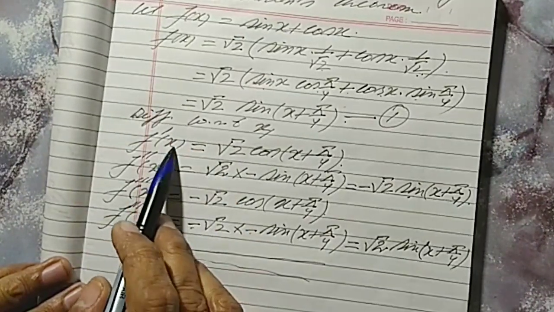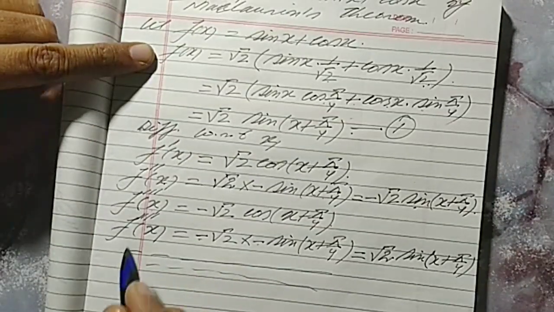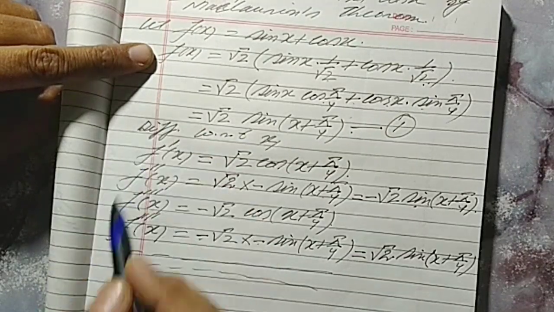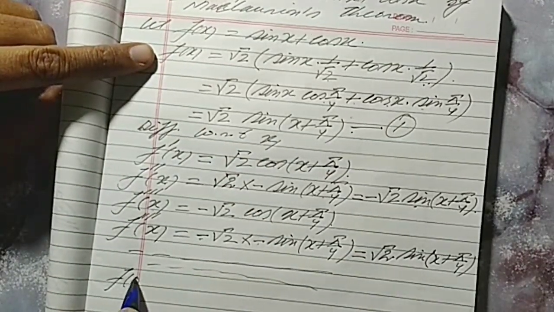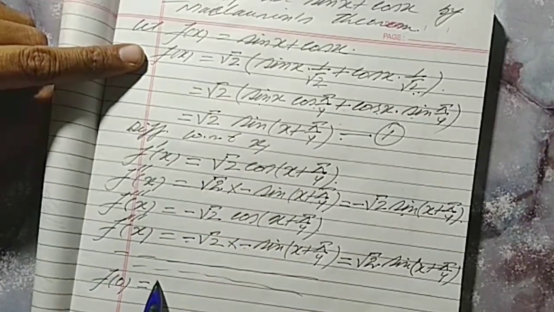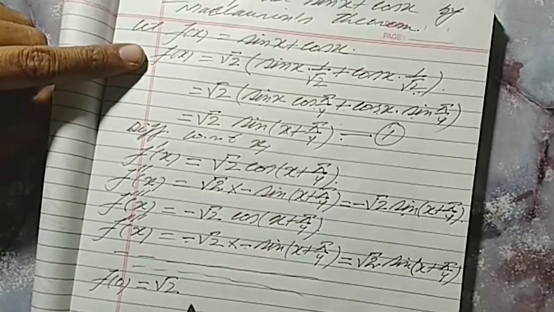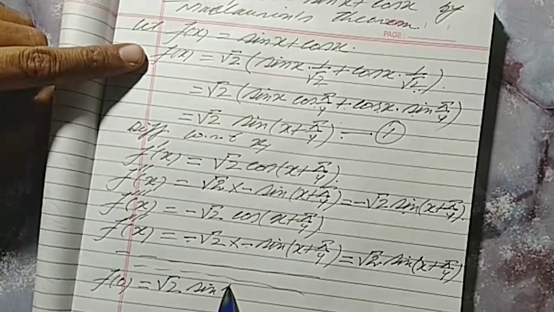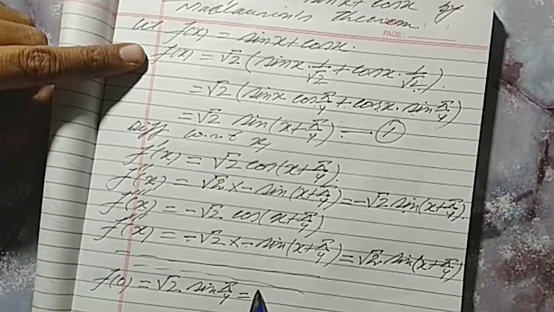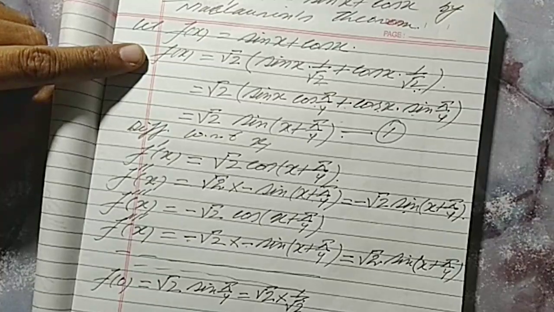Now substituting x is equal to 0 in f(x), f'(x), f''(x) and so on, we get, if we substitute x is equal to 0 in equation number 1, f(0) is equal to root 2 sin(0 plus pi by 4), that is sin(pi by 4), and this is root 2 into 1 upon root 2, which is equal to 1.